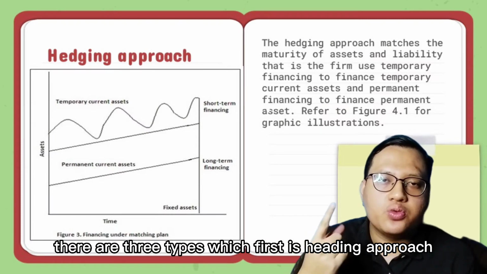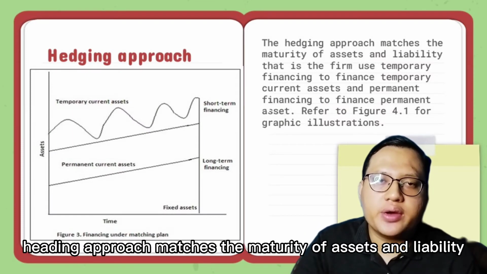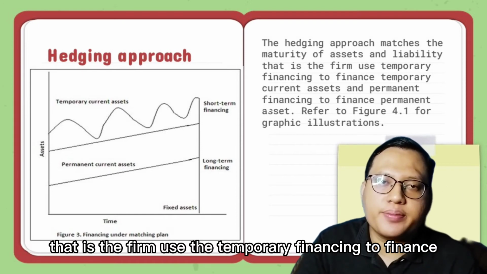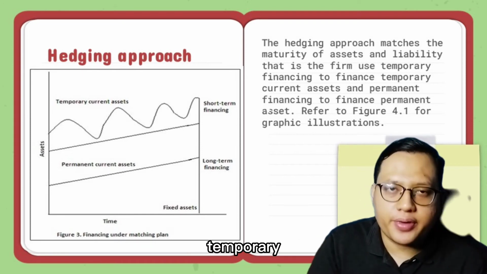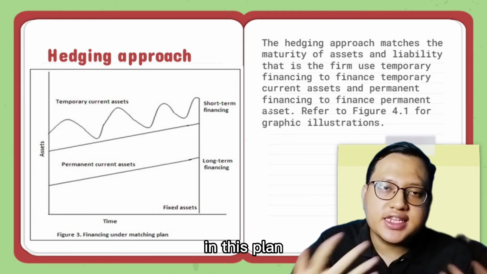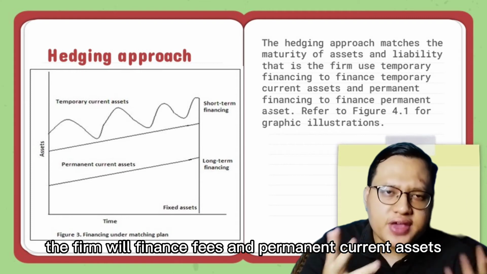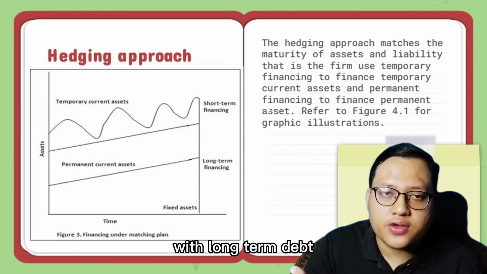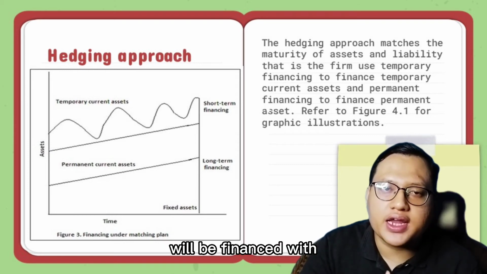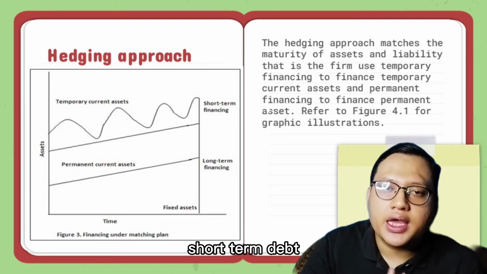There are three types, which first is the hedging approach. The hedging approach matches the maturity of assets and liabilities, that is, the firm uses temporary financing to finance temporary current assets and permanent financing to finance permanent assets. In this plan, the firm will finance fixed and permanent current assets with long-term debt, while the fluctuating current assets will be financed with short-term debt.